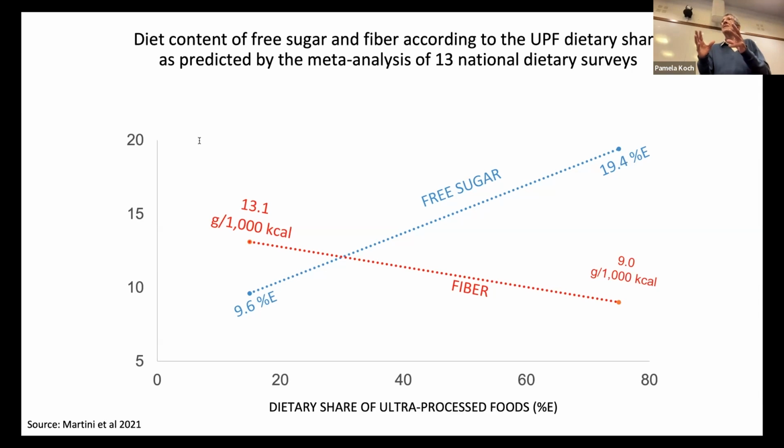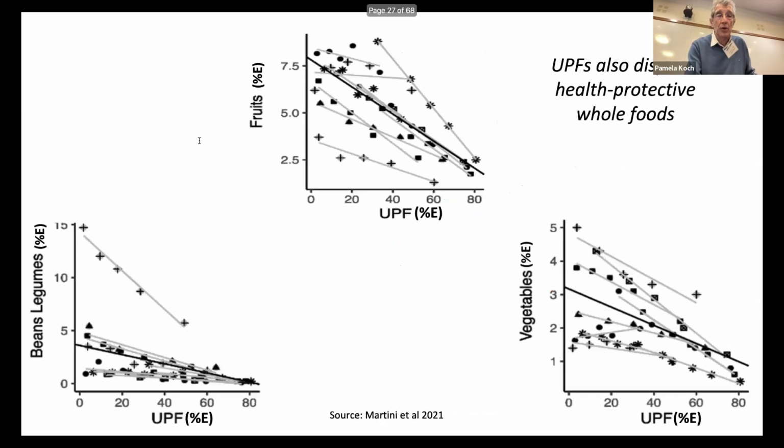So it's possible. Some people are really not consuming ultra-processed food as most of their calories and are not taking an excessive amount of sugar. Fiber is the reverse, 13 to 9. So it's huge, the difference. We are not talking about 1 or 2 percentage points.